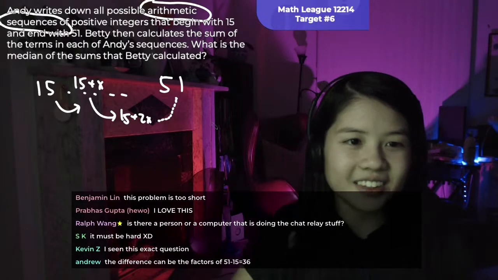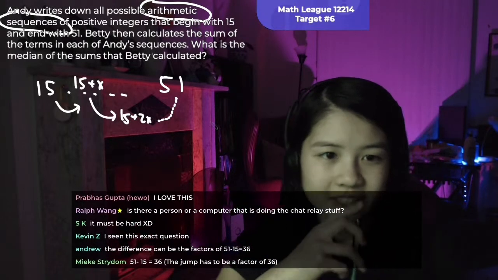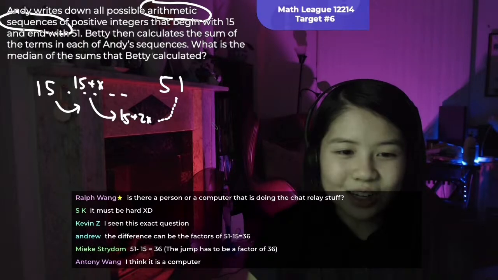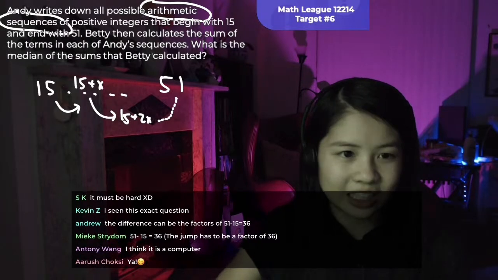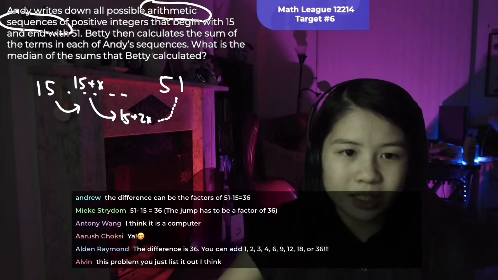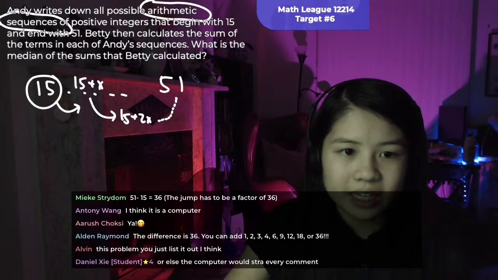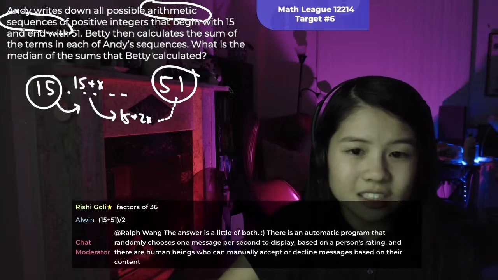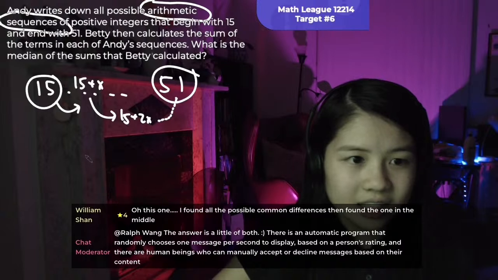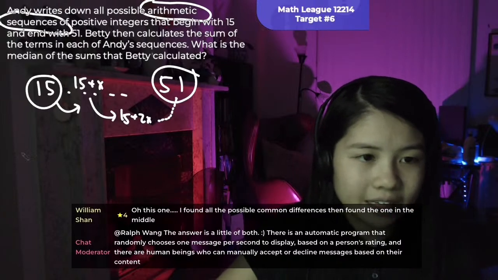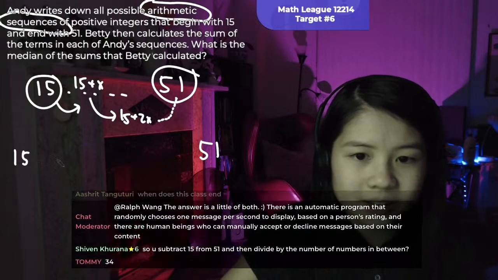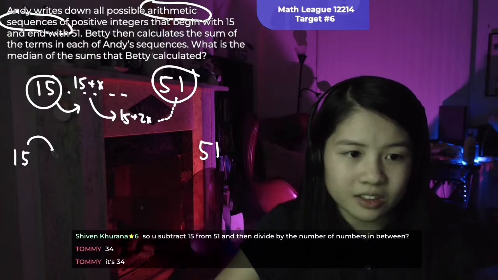Okay, so we have this. We're supposed to be calculating the sum of the terms in each of the sequences. So our first step is to think about all the possible sequences like this. We want to find all possible sequences that start with 15 and end with 51, and all the terms in between are apart by the same amount. So I'll just write down a random one so you can understand where this is going. So it starts at 15 and it ends at 51. Now we know that every time it'll increase by the same amount.